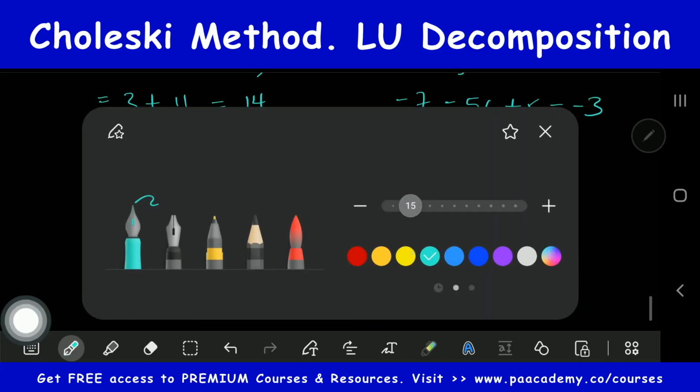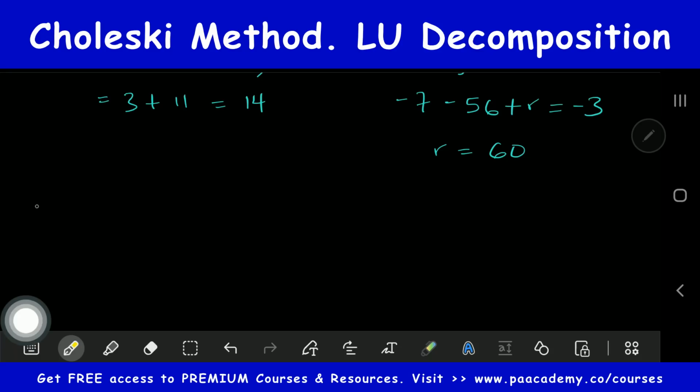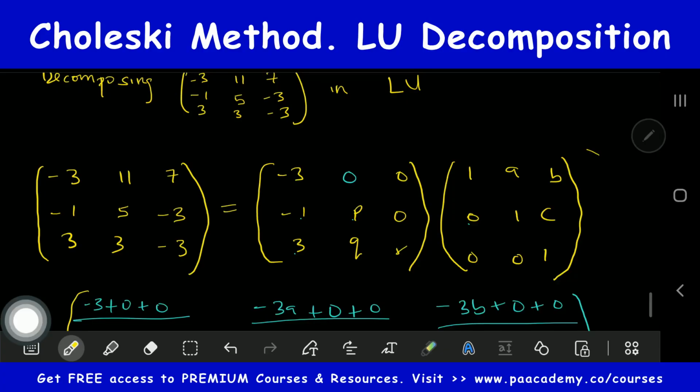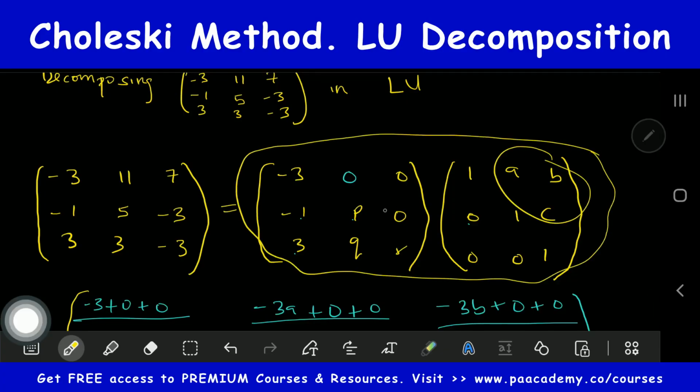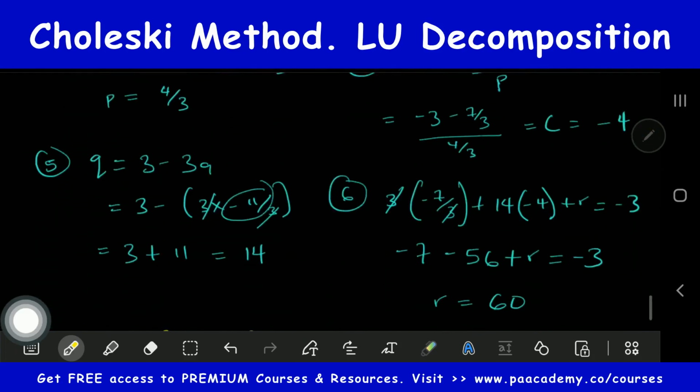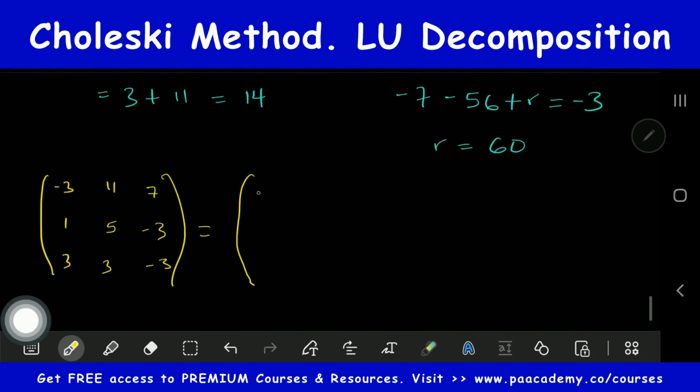All right, so next thing we want to do, using this method, is to bring back our matrix, which is -3, 1, 3, and then here we have 11, 5, 3, and then here 7, -3, -3, okay, equals to. So we bring back, since we've gotten the value, remember this part of the matrix here where we have this ABC and PQR. So we are going to be rewriting it and bringing in the value of PQR and then ABC. So in doing that, we are now going to be having -3, -1, and then 3.